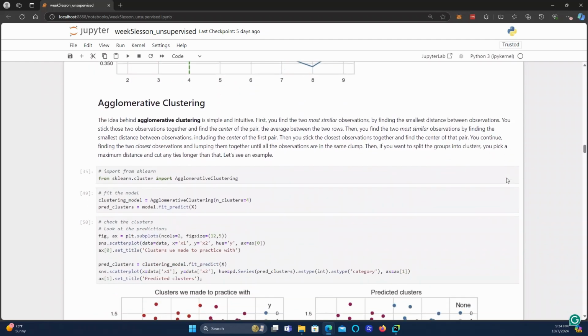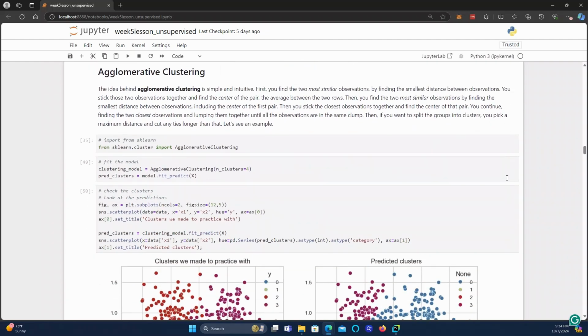The second method of clustering we're going to talk about is called agglomerative clustering. And as far as I'm concerned, I think it's even simpler than k-means, okay? So for agglomerative clustering, first you find the 2 most similar observations, okay, the 2 with the smallest distance between them, and you stick those 2 together and you find the center of that pair. Okay, that's the average of the 2. Then you find the 2 most similar observations by finding the smallest distance between observations, including the center of that first pair. And then you stick the 2 closest observations together, and you find the center of that pair.